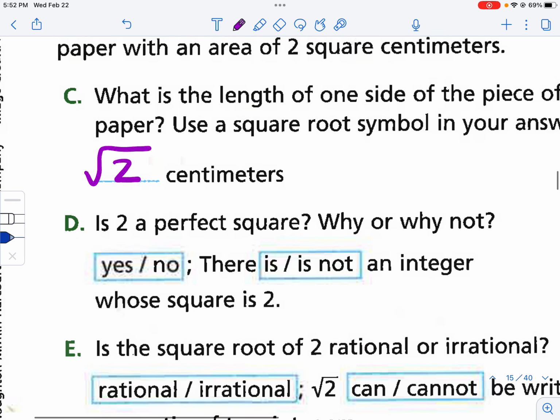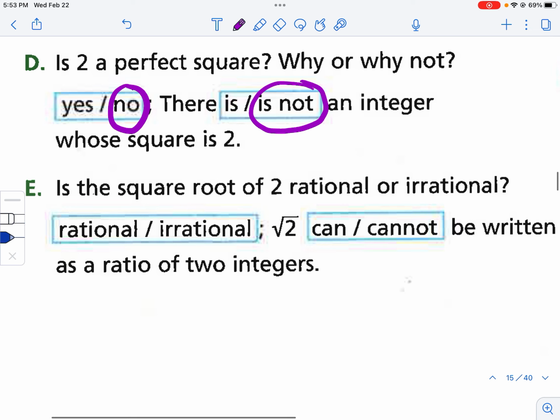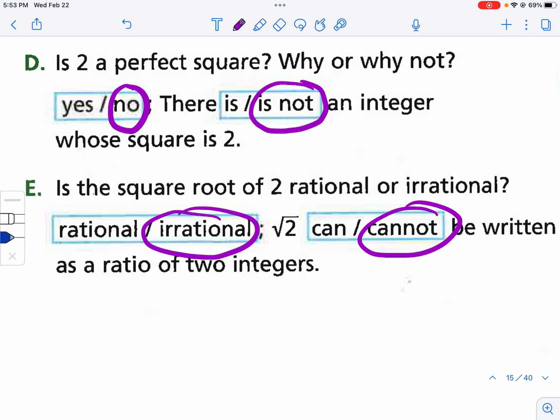Is 2 a perfect square? No. There is not an integer whose square is 2. Nothing times itself gets 2. Is the square root of 2 rational or irrational? It is irrational. It cannot be written as a ratio of 2 integers.